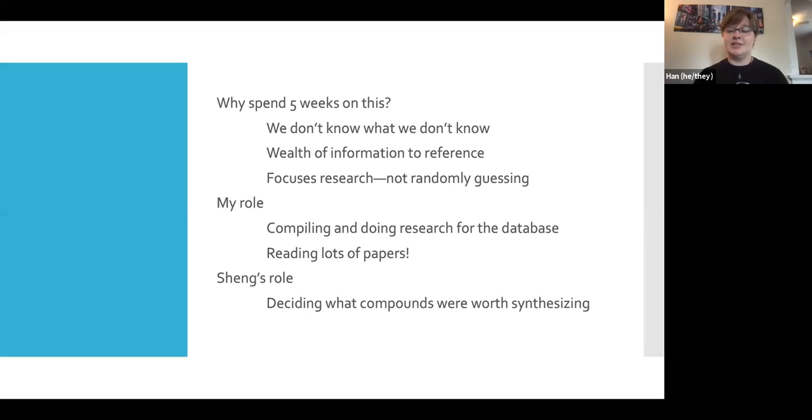And my role was to compile and do research for the database. This meant that I was reading lots of papers every day and looking at an Excel sheet quite a bit. And Sheng's role in this research was deciding what compounds were worth synthesizing, basically what compounds might be a good superconducting candidate, and why.